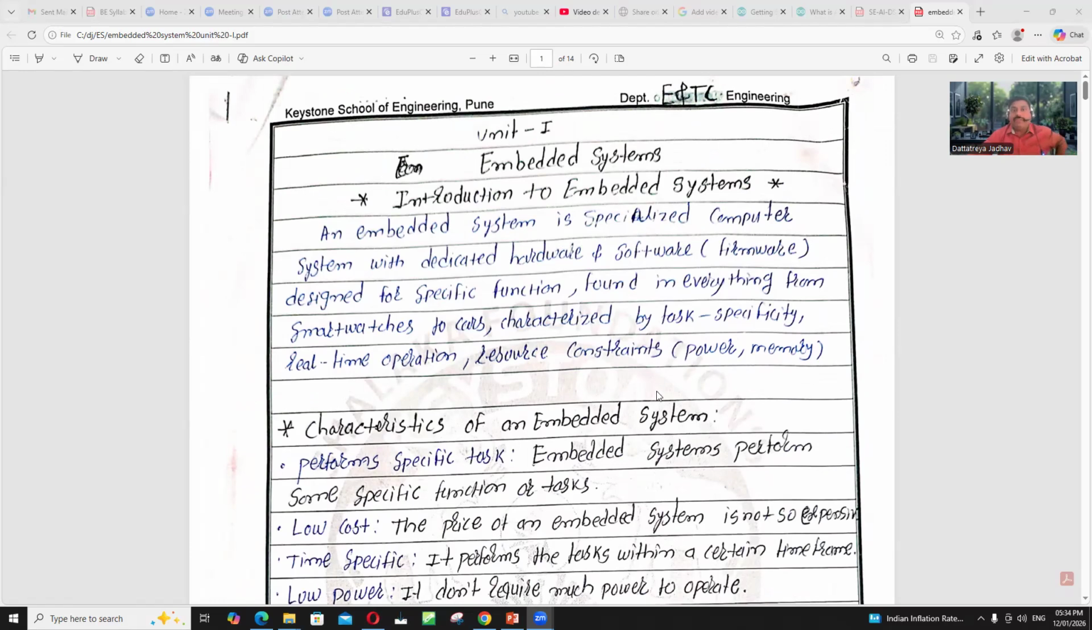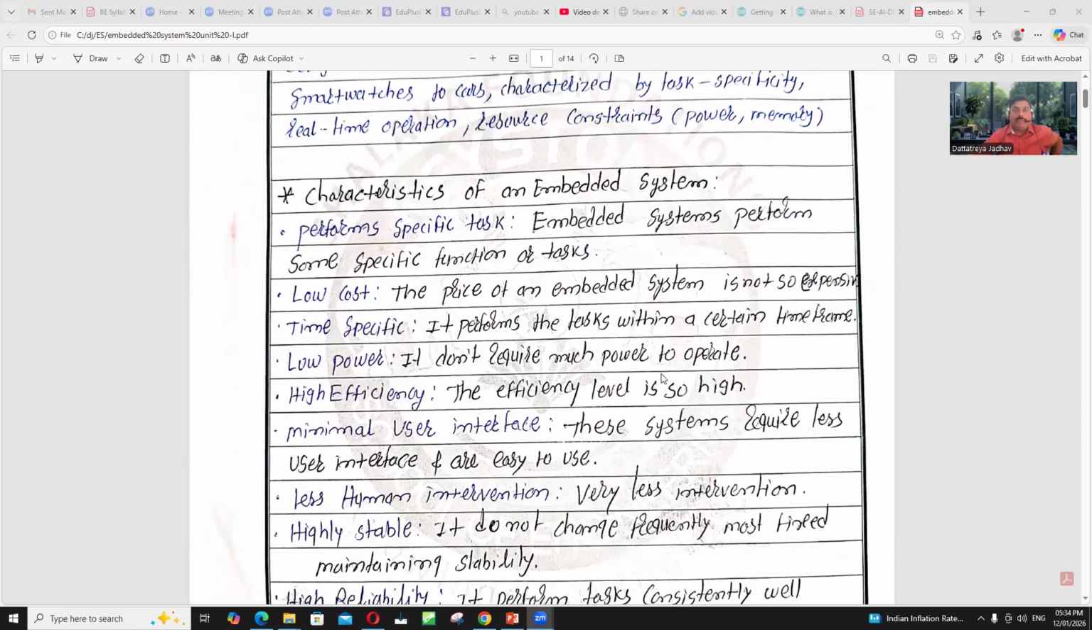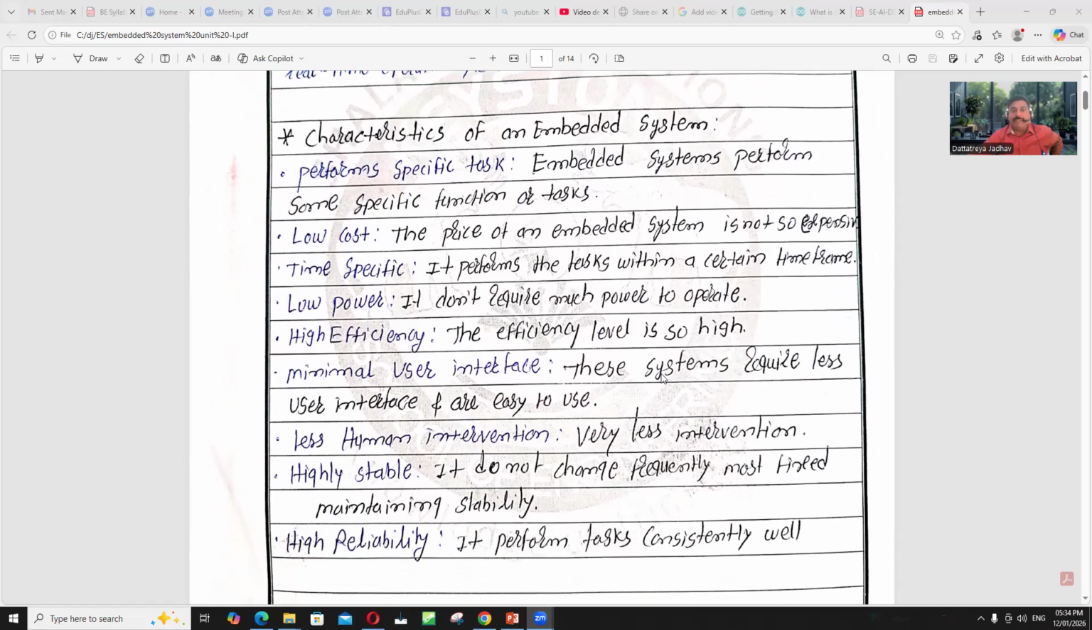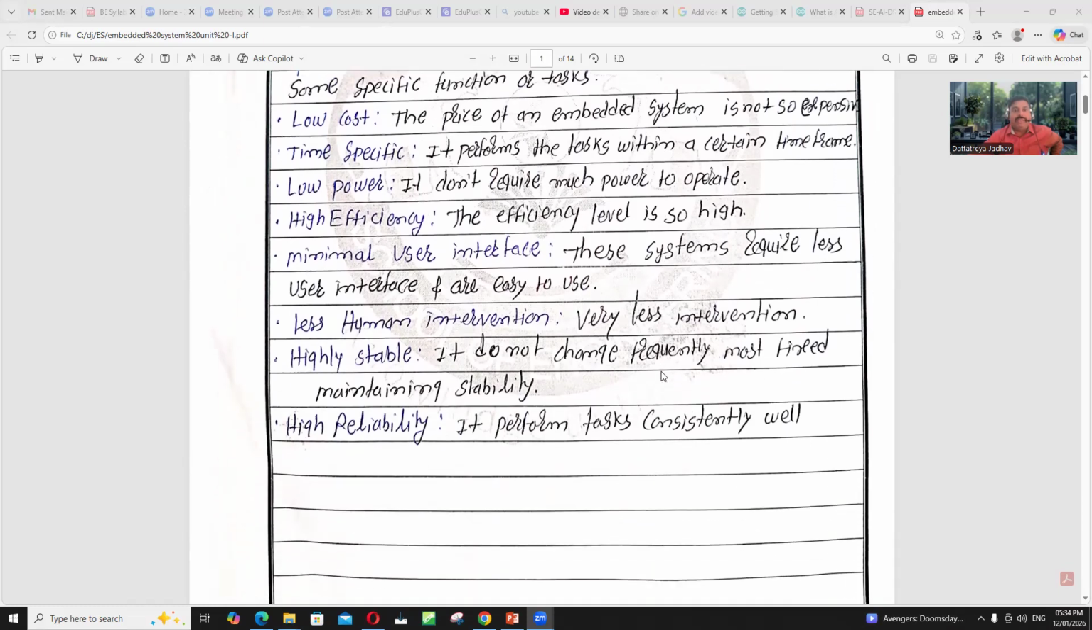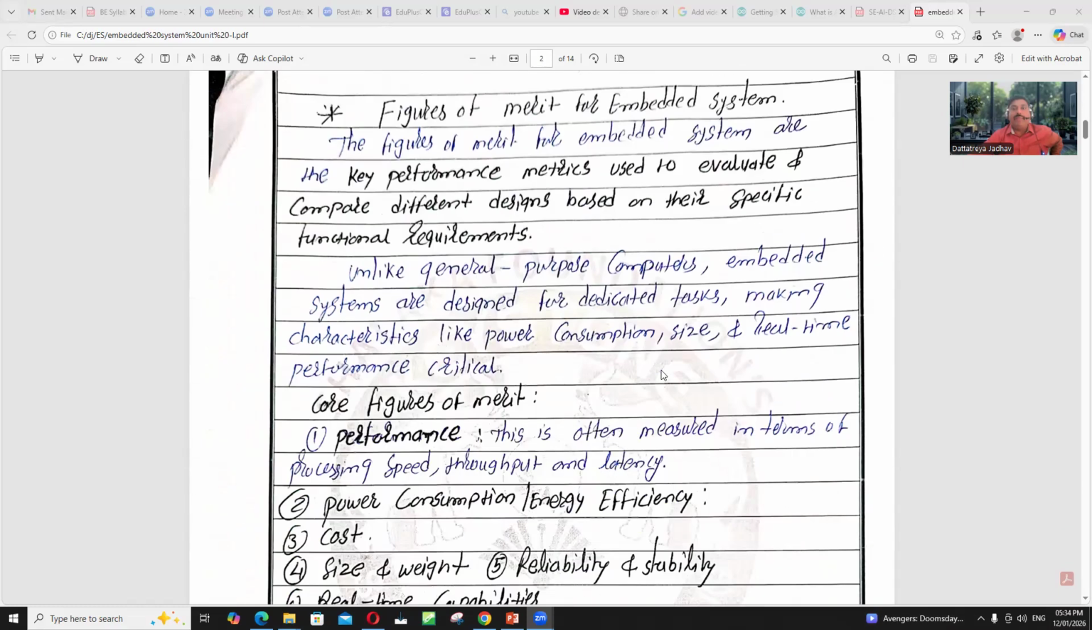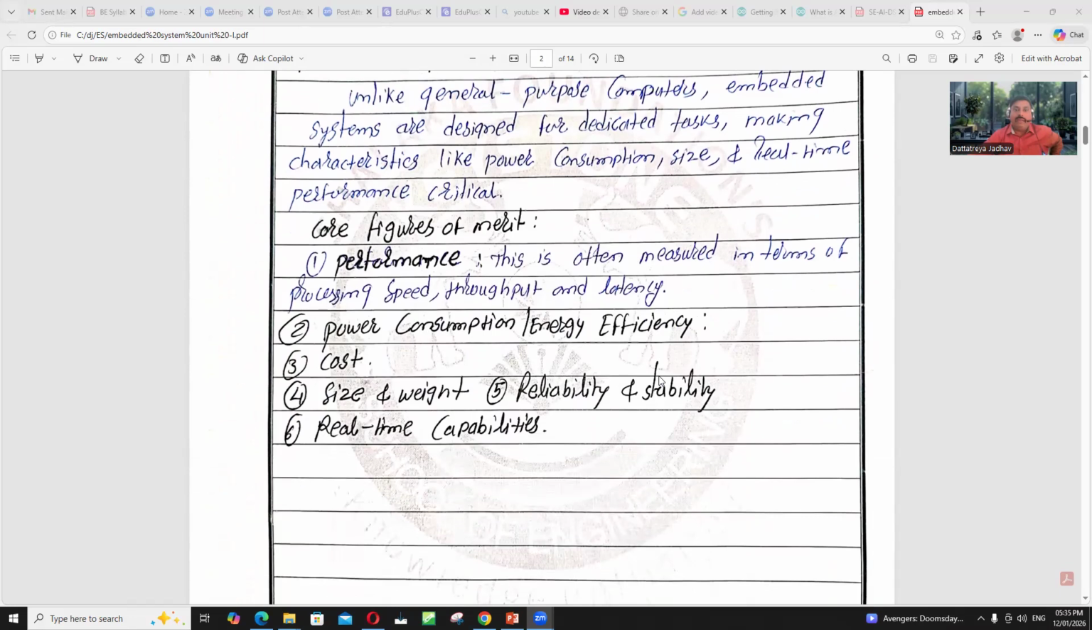Unit one is the introduction to embedded systems. In that we learned the basic concept of an embedded system, the definition of an embedded system, and then the characteristics of embedded systems. We observed a number of characteristics like performance specification, low cost, time specification, minimal user interface, reliability, stability, and some figures of merit, the parameters which verify the performance of a system, that we learned in the last lecture.